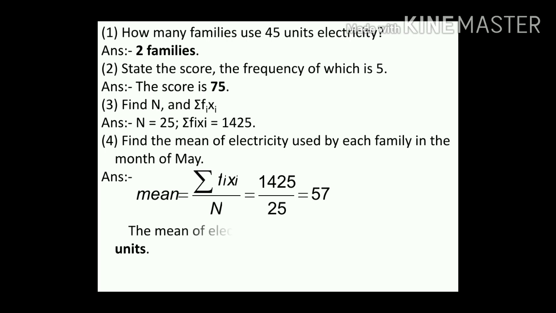The mean of electricity used by each family is 57 units. Question number 3.